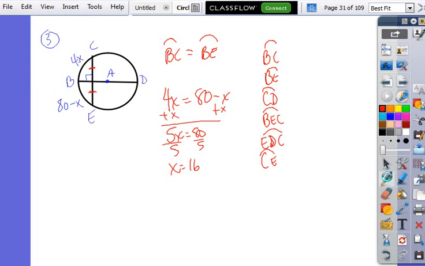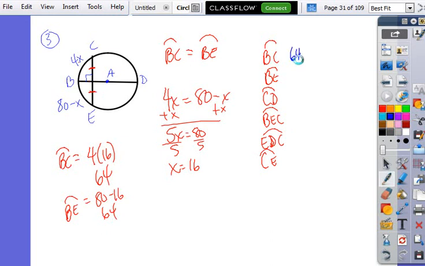What should happen when I do that? You get two arcs, and they should be the same. They better be the same. If they're not the same, then you plugged in wrong. So for BC, I'm going to say 4 times 16, you get 64. And then for BE, I'm going to say 80 minus 16, which is 64. So now I know that I've got the right number and I can start working the rest of it. So BC is 64, BE is 64.